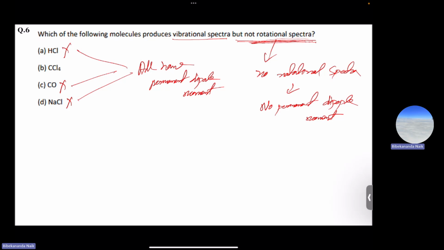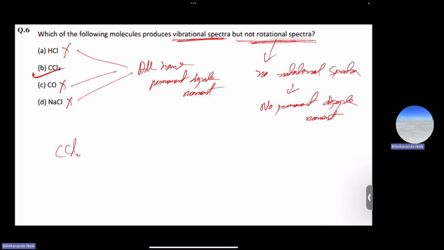So the correct option will be option B, that is CCl4. CCl4 produces vibrational spectra but not rotational spectra because all of the carbon is bonded to chlorine from all sides, so it is a symmetric structure. So there are no permanent dipole moments. That's why it doesn't show any rotational spectra. However, it shows vibrational spectra.